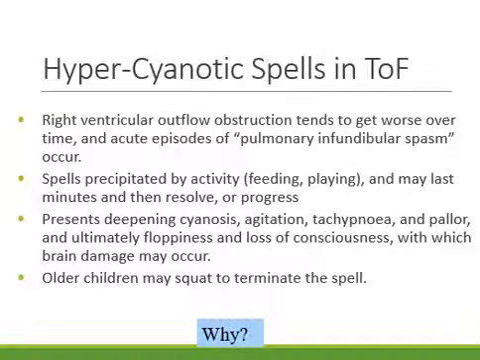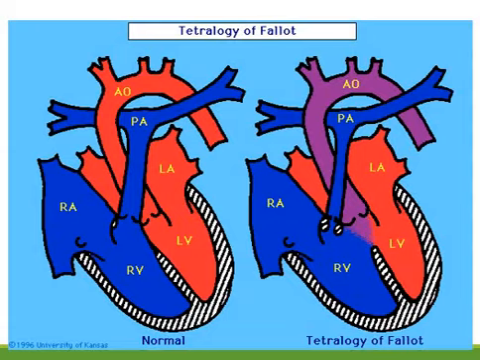So this can occur. In older children, they may squat to terminate the spell. And what do you think is the reason why these children like to squat? Now I want to take you back a little bit. Remember when I said one of the key features of tetralogy of Fallot is pulmonary stenosis. Let me just take you back to that diagram. You see here in the diagram, the pulmonary artery is actually stenosed, or narrowed.